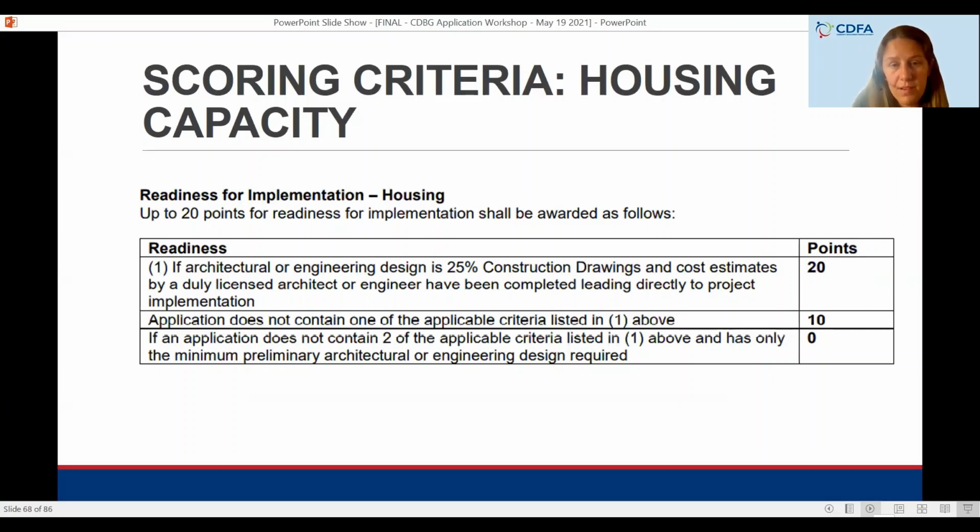or if they've done part of this work, so they've done a cost estimate but they haven't gotten their architectural and engineering drawings to 25% yet, so they've done one of those criteria but not both, they'd receive 10 points. And if they've done neither of these criteria, because we know that it can be difficult to advance these, although if it is something you're looking to advance and you need assistance in doing so, you can apply for the planning grant or our pre-development funding. But if you haven't done either of those, then you'll receive 0 points in this category.